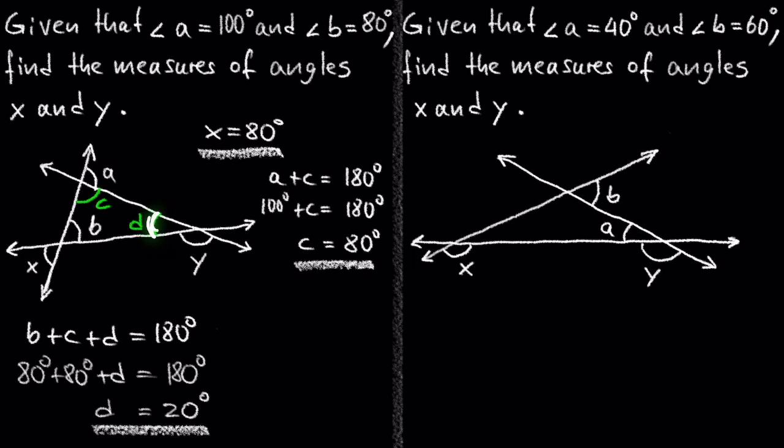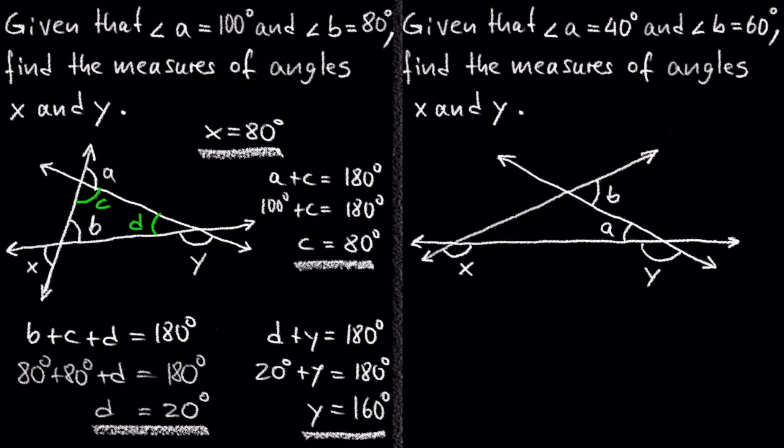Angle D and angle Y have 180 degrees in total. So with D equals 20 degrees, we get 20 degrees plus Y equals 180 degrees. 180 degrees minus 20 degrees is 160 degrees. So we get Y equals 160 degrees, and we're done with this problem. In this next example, we have to find the measures of angles X and Y.